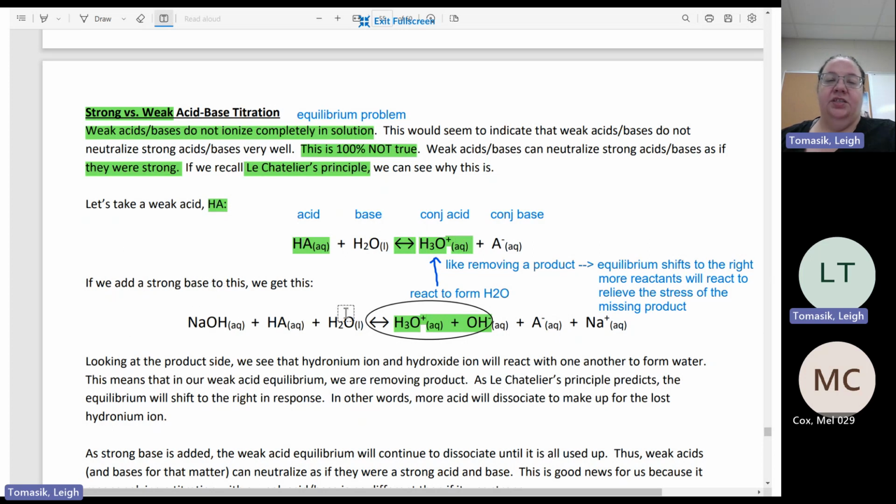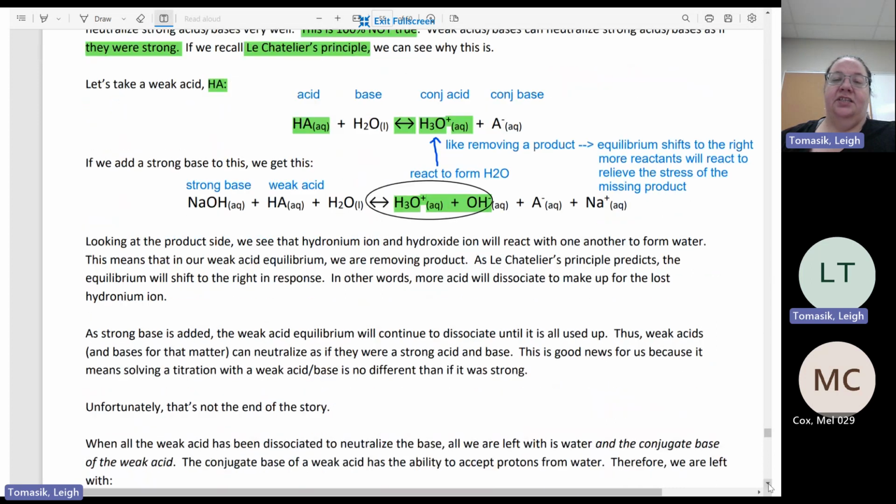So if we add a strong base to a weak acid, we are going to get an equilibrium situation. The product side is going to disappear, and that's going to keep shifting everything towards the right. Looking at the product side, we can see the hydronium ion, H3O plus, and a hydroxide ion, OH minus, will react with one another to form water.